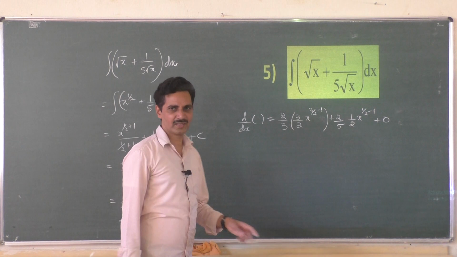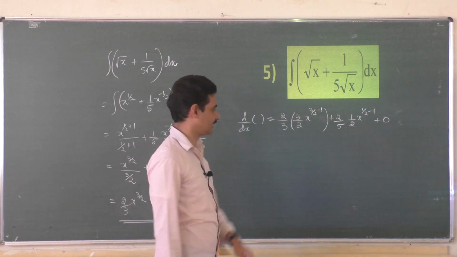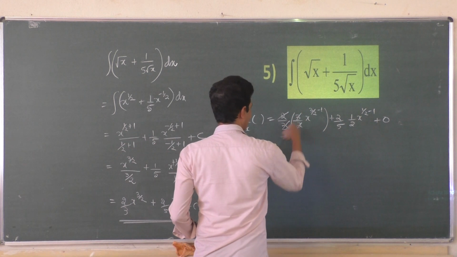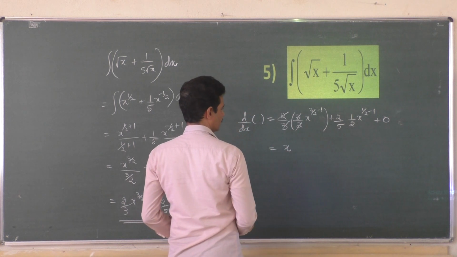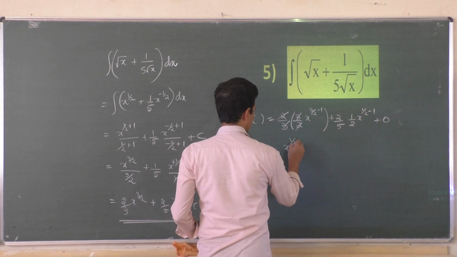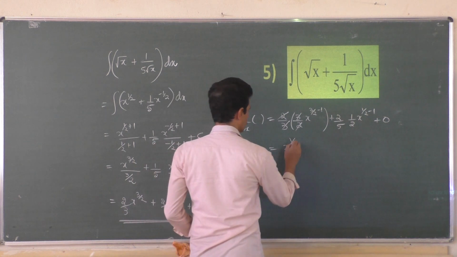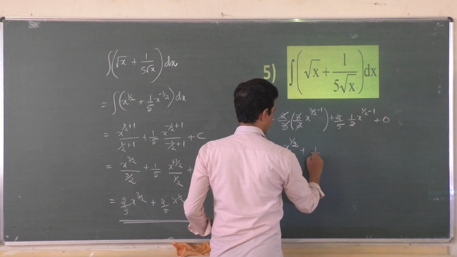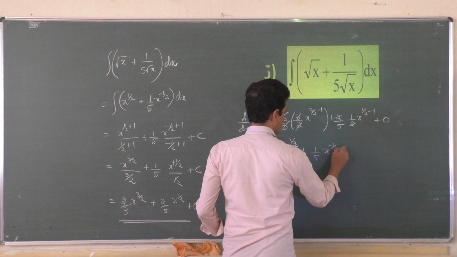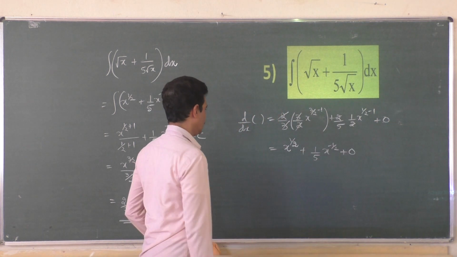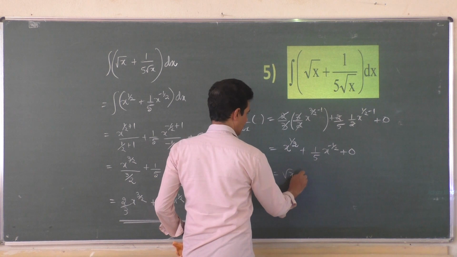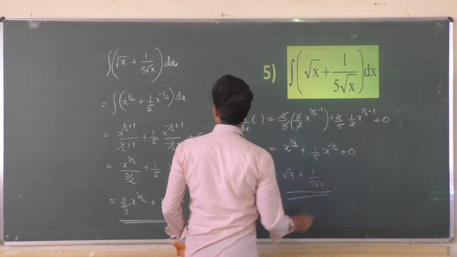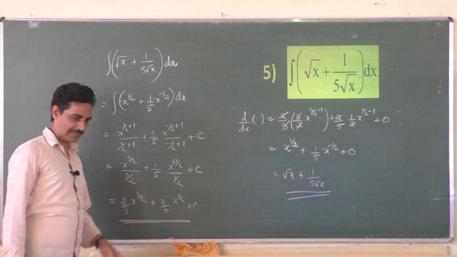So you keep that constant in the previous problem. I think I have forgotten to write plus constant. That is equal to, this gets cancelled, x to the power 3 by 2 minus 1 is 1 by 2, plus, here 2 gets cancelled, 1 by 5 x to the power minus half, plus differentiation of constant is 0. That is equal to root x plus, this is x to the power half in the denominator, 1 by 5 root x. Root x plus 1 by 5 root x. That is the answer.